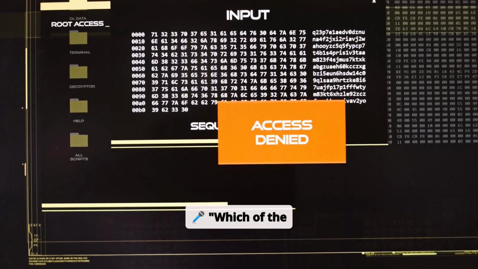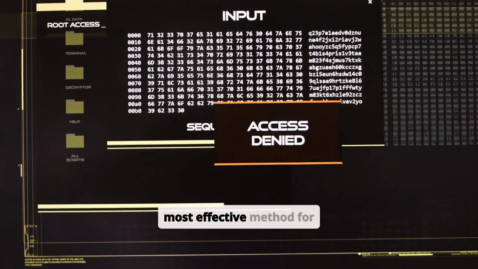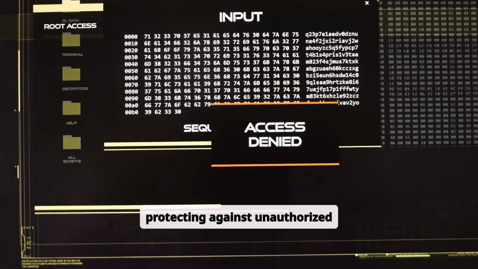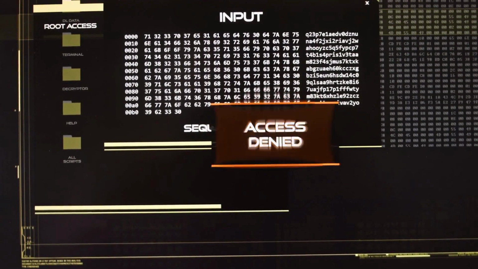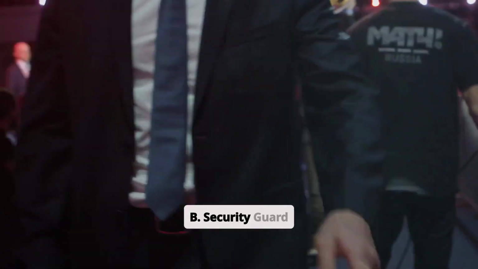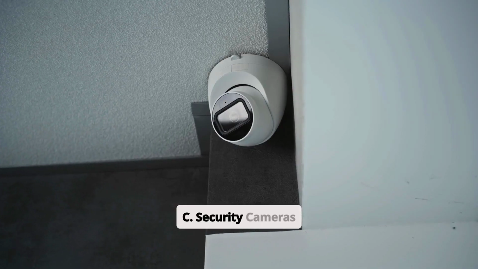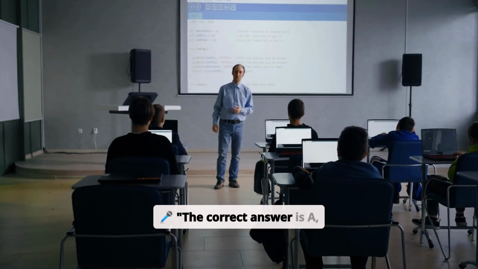Which of the following is considered the most effective method for protecting against unauthorized physical access? A. Mantrap. B. Security guard. C. Security cameras. The correct answer is A, Mantrap.